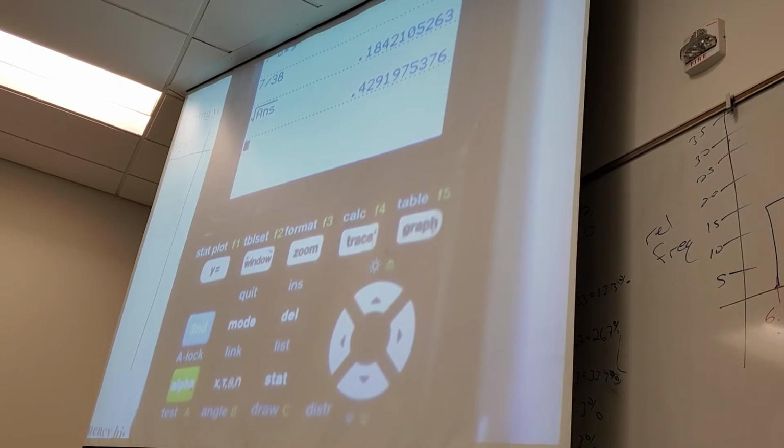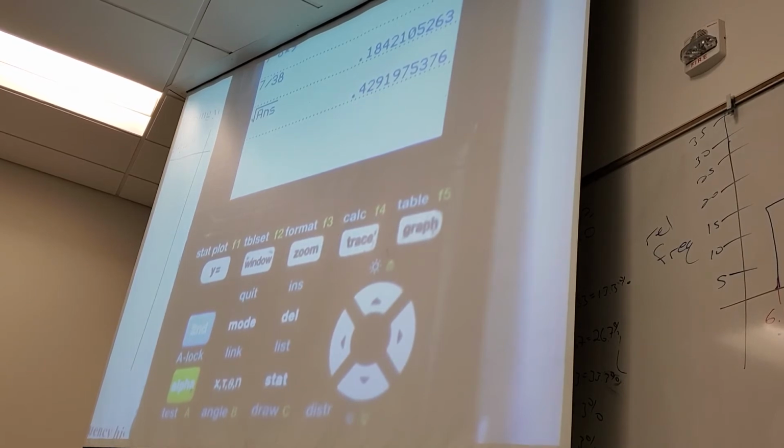Everybody cool with the fact that it got bigger? Is that a little weird? Normally when you get the square root of a number, it gets smaller, right? But what's 0.4 times 0.4?